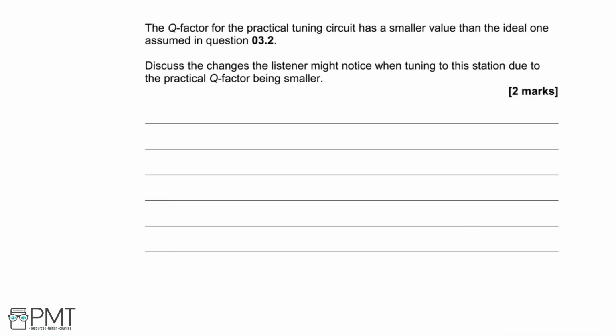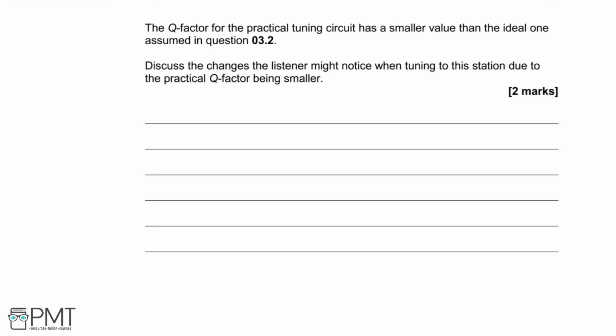The Q factor for the practical tuning circuit has a smaller value than the ideal one assumed in question 3.2. Discuss the changes the listener might notice when tuning to this station due to the practical Q factor being smaller. Now this is more of a factual question. There are a range of points that you can make, but you just need to select two.